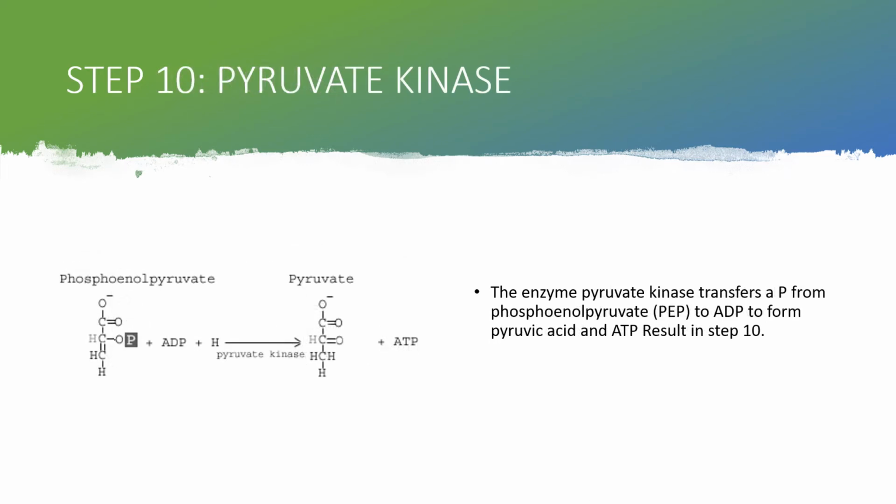Step 10 is the reaction catalyzed by pyruvate kinase. In this step, the second phosphate is transferred to ADP to form ATP. Phosphoenolpyruvate is converted to pyruvate.